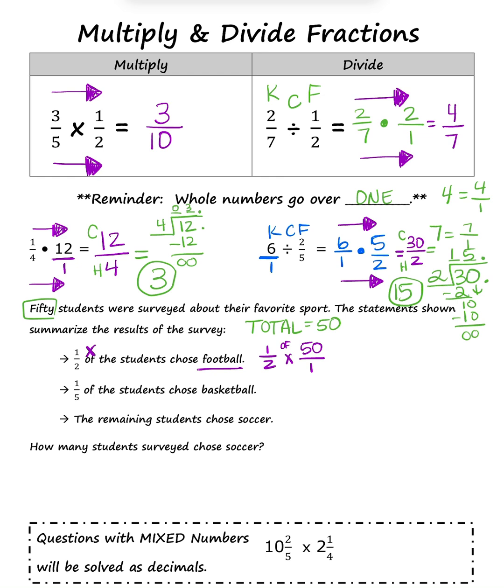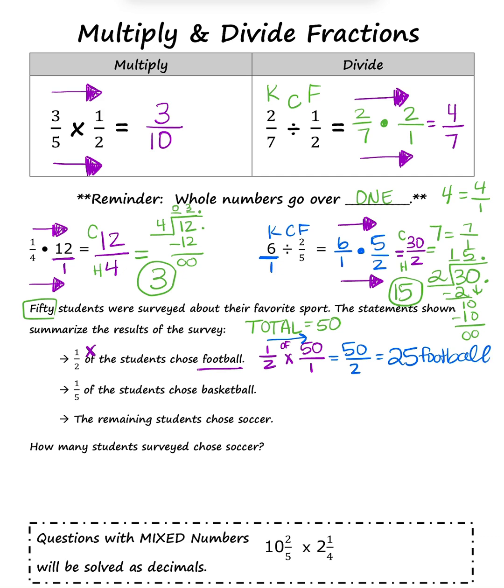So again, multiplying is top times top, so 1 times 50 is 50, and bottom times bottom, 2 times 1 is 2. So what is 50 divided by 2? Well, we can cowboy and horse that, but I know that it is 25. So again, I'm going to label that as football. All right, let's read my next statement.